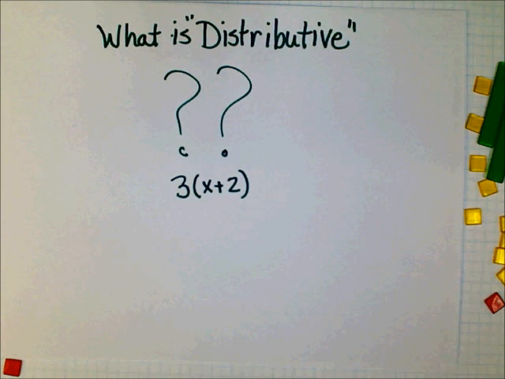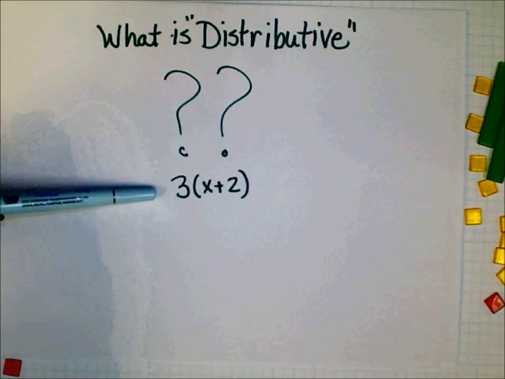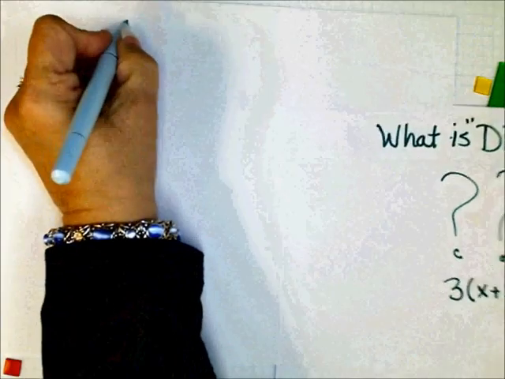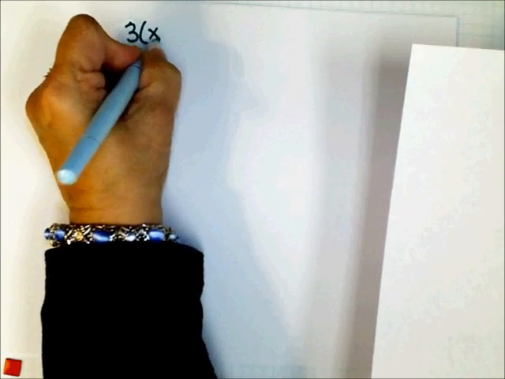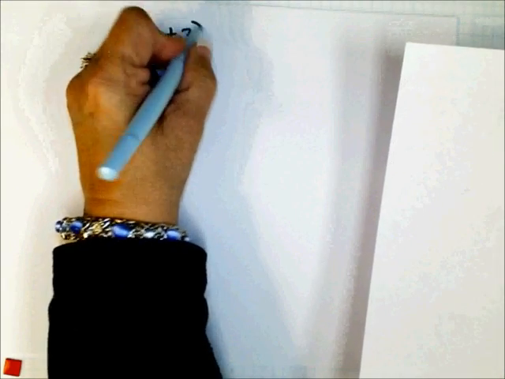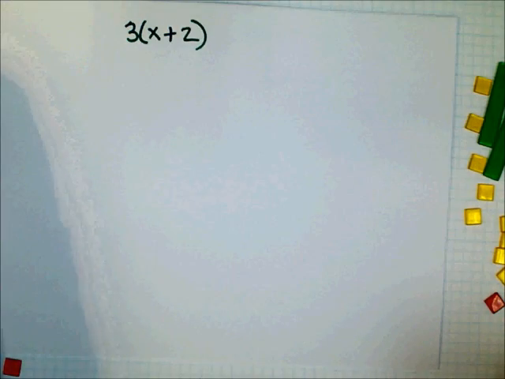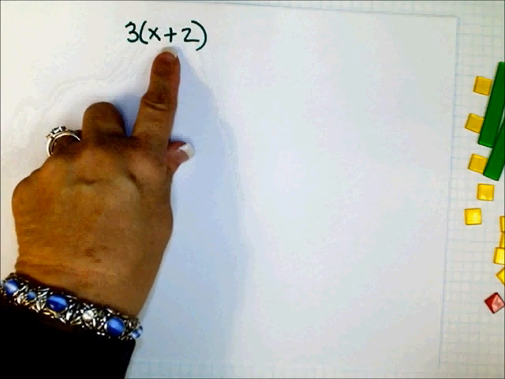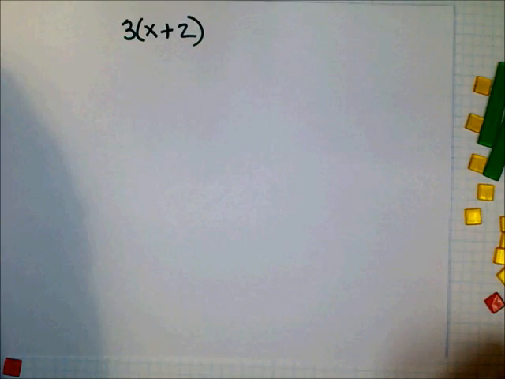Okay, in this video we're going to talk about what is distributive. If we use manipulatives as we think about what is distributive, let's write down our original expression, which is 3 times the quantity x plus 2. Another way of saying this would be to say that I need 3 rows of what's in the parentheses. So let's model x plus 2.